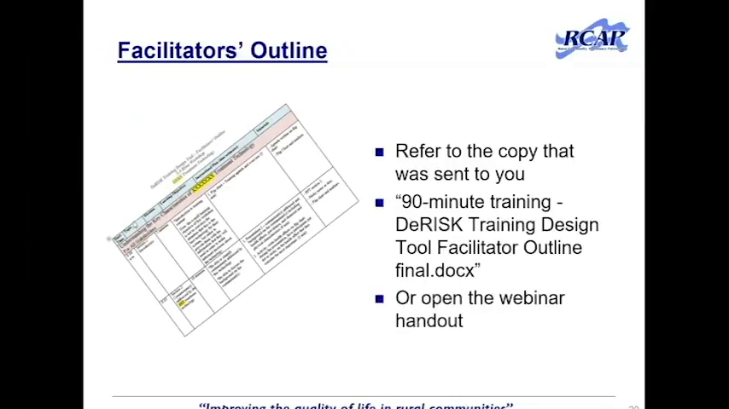Okay, so the next piece of this thing: you've gathered all this data and all the information about the technology, and now it's time to go to the roadmap and take a look at that real quickly. Again, it's in the handout section. It's the 90-minute training DeRISK training design tool facilitator outline final. Don't do the example one, you'll be jumping ahead.